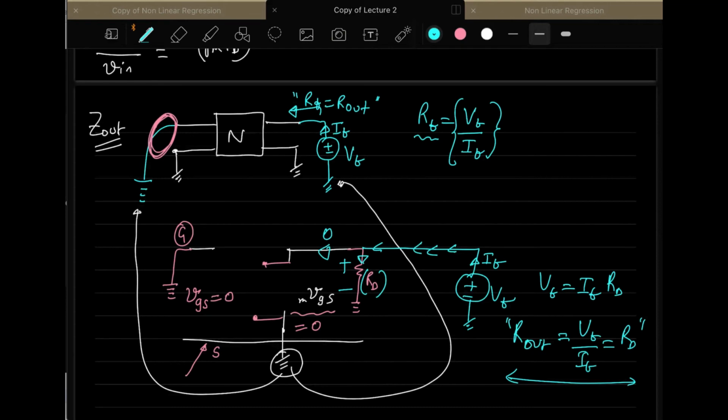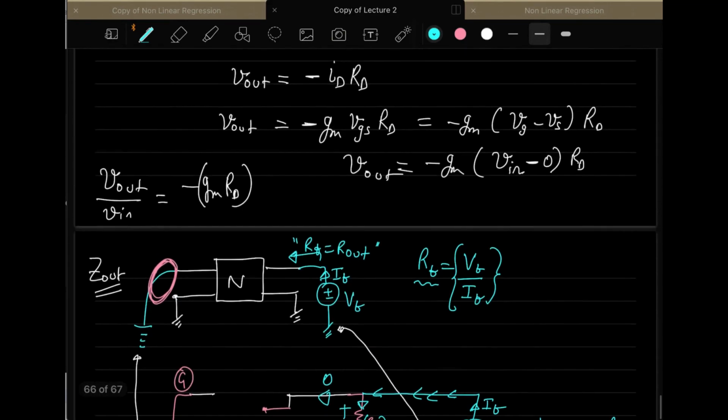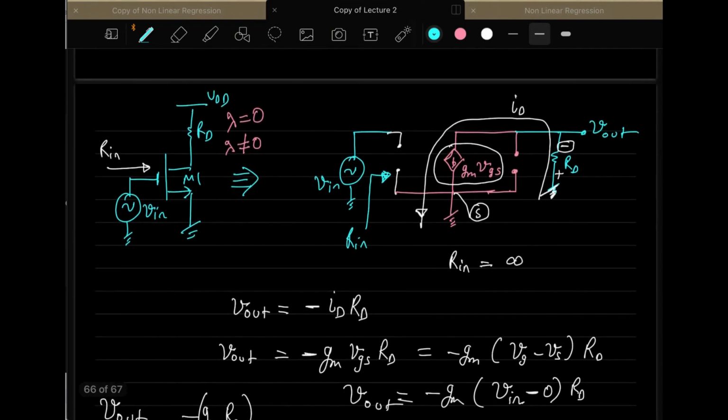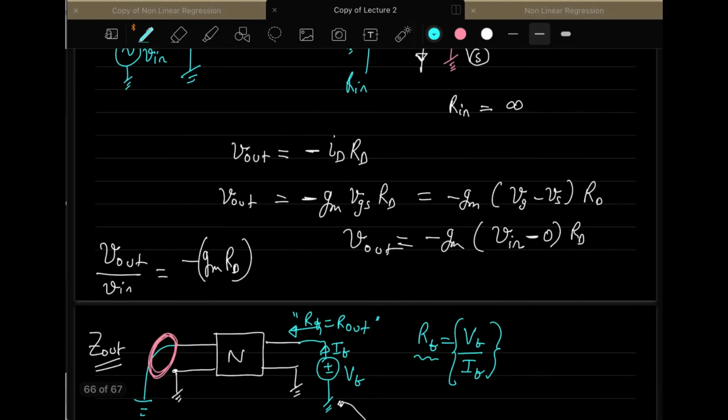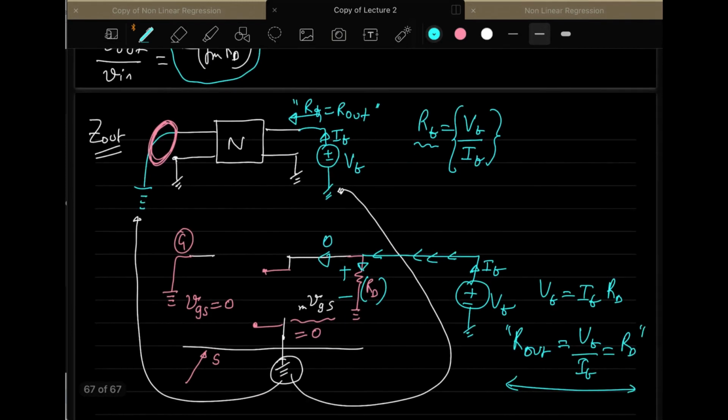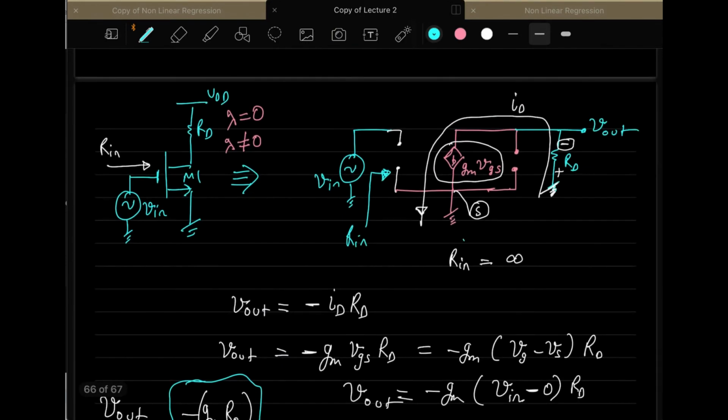So this is basically the characterization of the common source amplifier, and you can see now that the voltage gain is gm RD, output resistance is RD, and input resistance is infinity. So these three parameters are calculated for this transistor, which is like this.